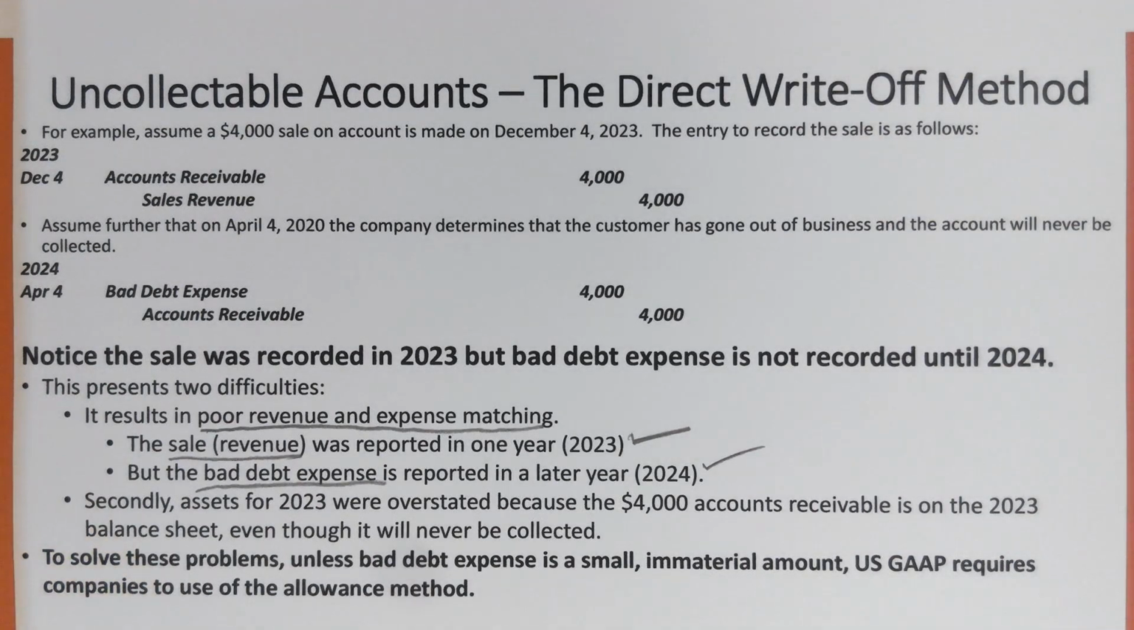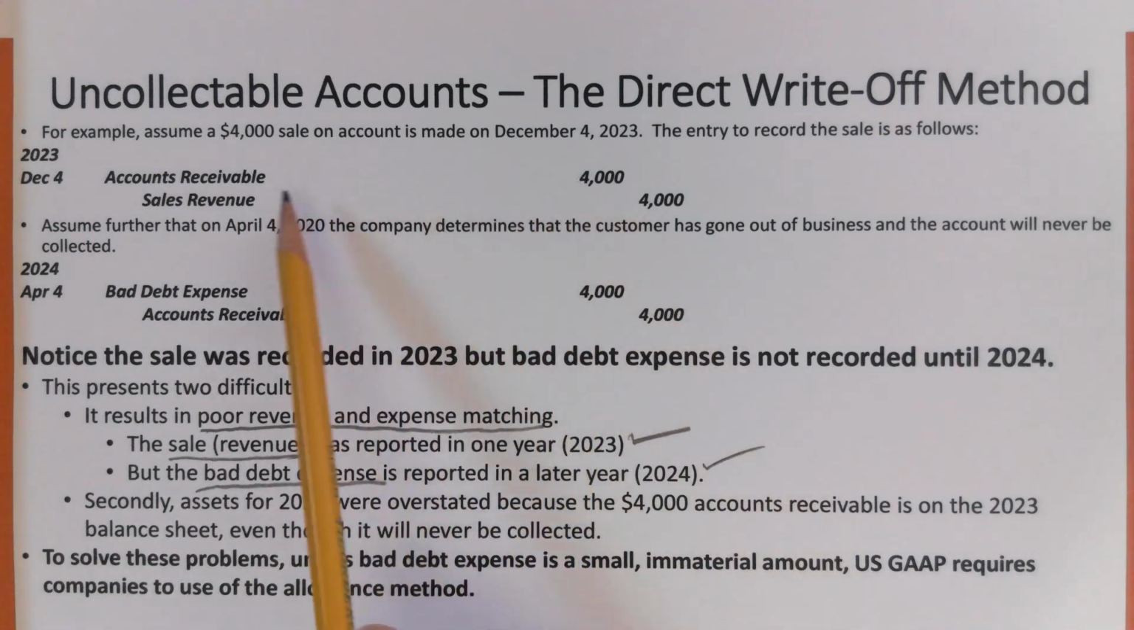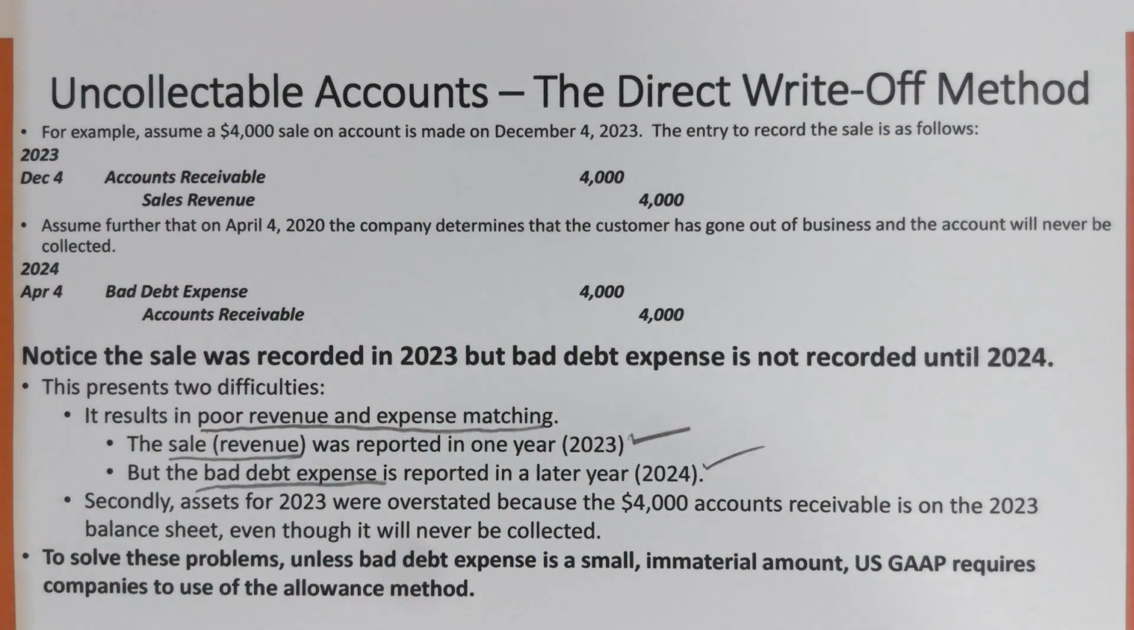And there's another problem too. The accounts receivable that we showed on our balance sheet included the $4,000, an amount we were never going to get. So it overstates our 2023 accounts receivable by the $4,000, because we're never going to get those funds. So this method of recording bad debt expense works, but it has some theoretical issues, and because of that, it is not permitted for GAAP. You might want to make a note of this.